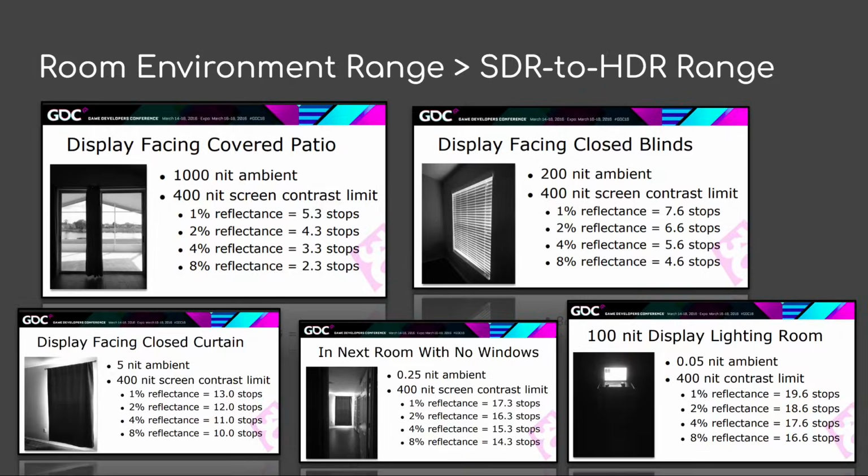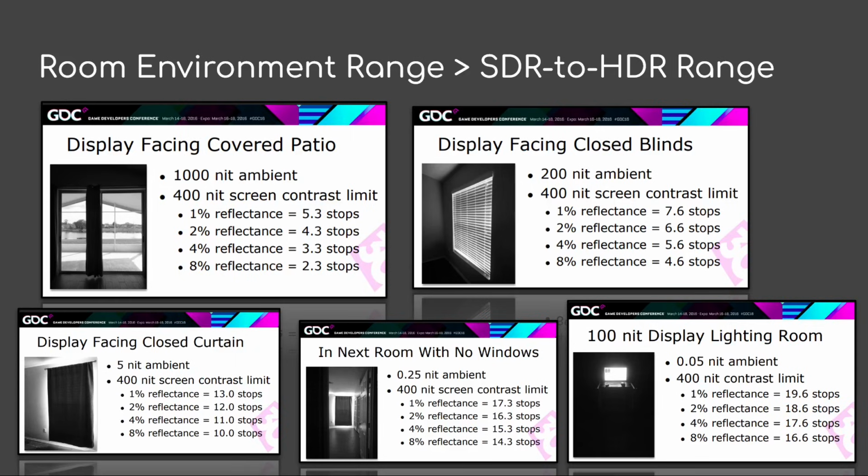Let's rewind time, and I'm going to bring back some data I measured back in 2016 that I presented in my GDC HDR talk. This one is looking at how the room environment actually affects what you get for real contrast on your display. I had a bunch of different rooms and a bunch of different lighting situations at different times of day. One of them was 1000 nit ambient, and then all the way down to a 0.05 nit ambient at the end.